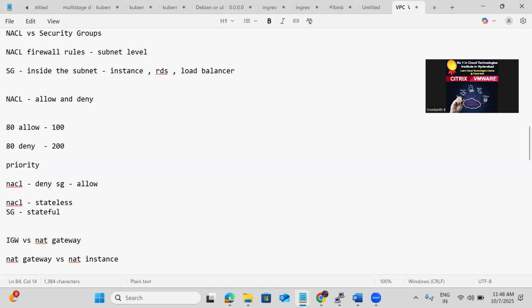In the stateless case, what do we need to do? If I add a rule in the inbound, explicitly I need to add that rule in the outbound rule also. So these are the four differences we have.